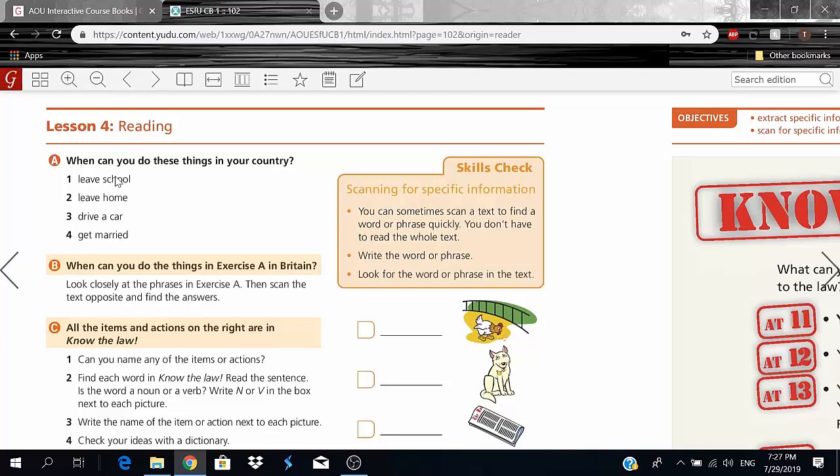Like for example, in my country, Egypt, you can leave school at basically any time you want, right? Obviously, your parents must know and they should sign some papers or whatever, but as long as they know, you're fine, okay? And for me personally, the questions here are entirely up to you, so just don't write anything that I say. Write things based on your own country. So number 2, leave home.